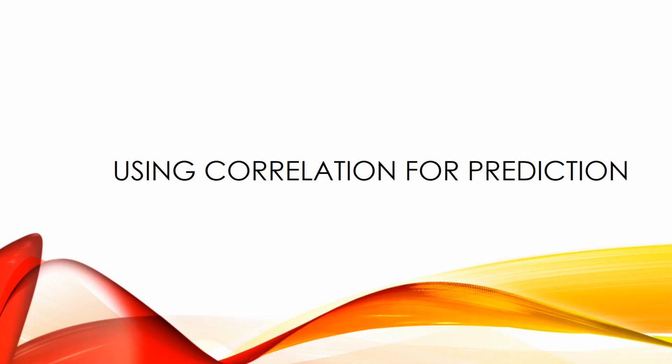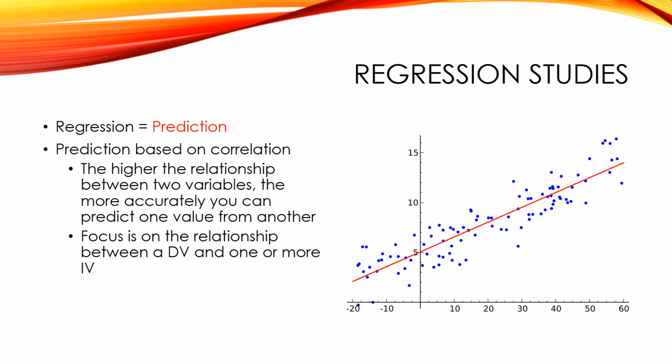Now you can also use correlations for prediction. And when it comes to using the correlation for prediction, you're basically using regression, and you'll learn this really heavily later; I'm just going to go over it really briefly for the purposes of this class. So basically you're making a prediction from the correlation that you just did, the linear correlation. The higher the relationship between two variables, the more accurately you can predict one variable from another.